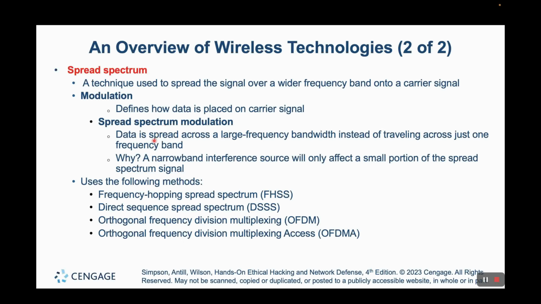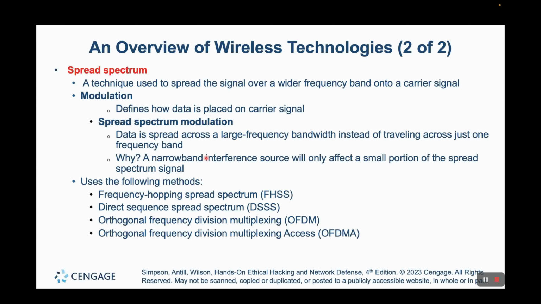Now let's talk briefly about spread spectrum, which is a technique used to spread the signal over a wider frequency band into the carrier signal. Modulation means how the data is placed on the carrier signal. When it comes to modulation for spread spectrum, the data is spread across a large frequency bandwidth instead of traveling across just one frequency band.